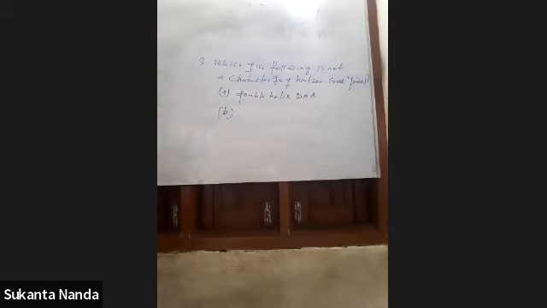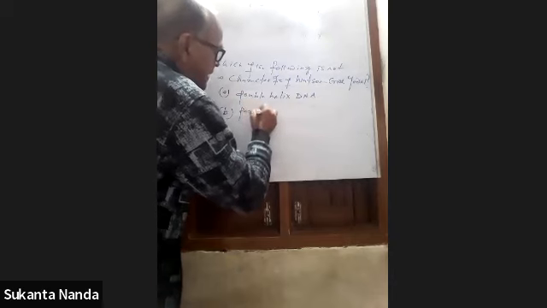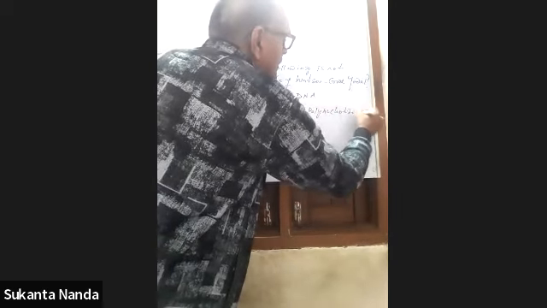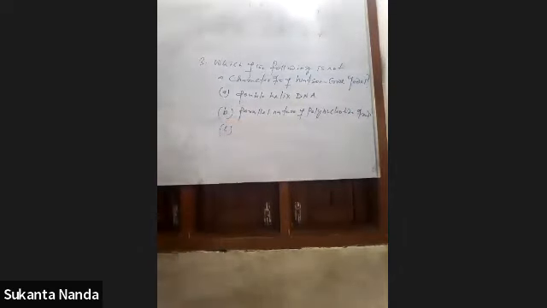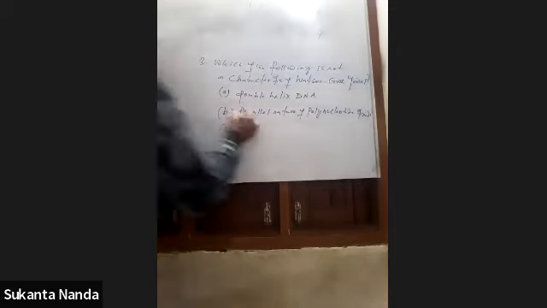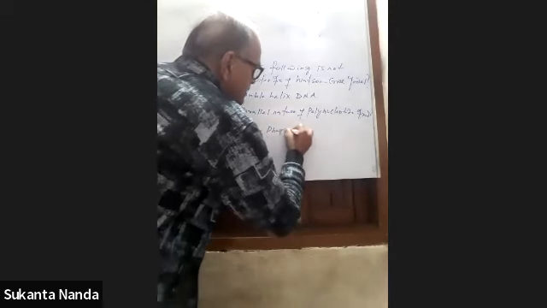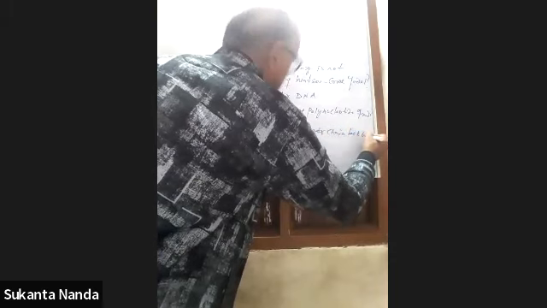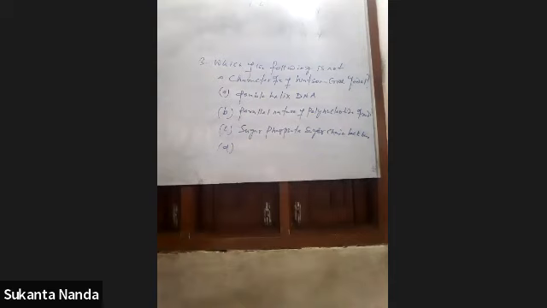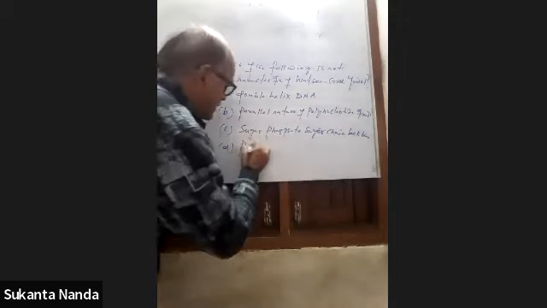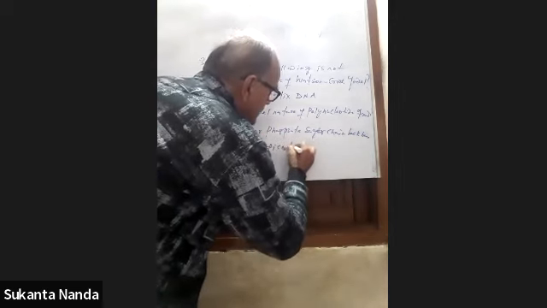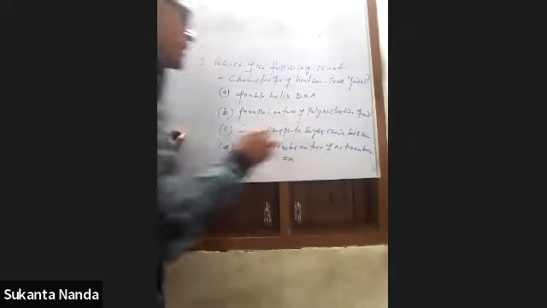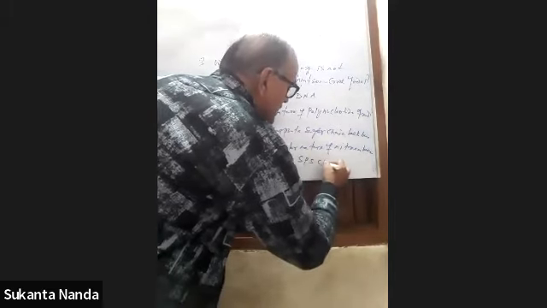Then the parallel nature of polynucleotide strands. Then option C, sugar phosphate chain backbone. And option D is the perpendicular nature of nitrogen bases on the sugar phosphate sugar chain. Which is the right answer?